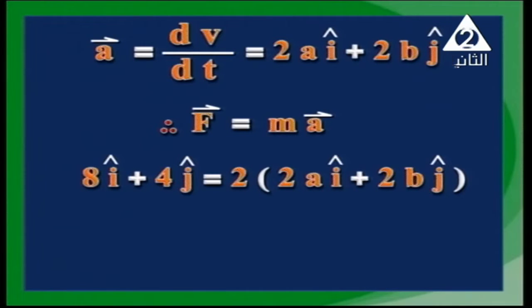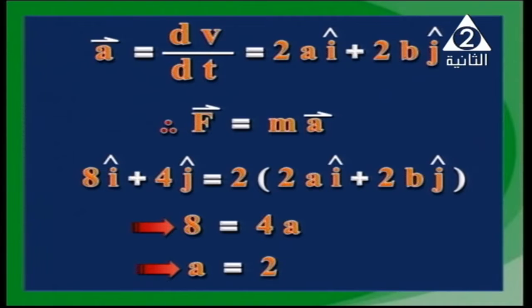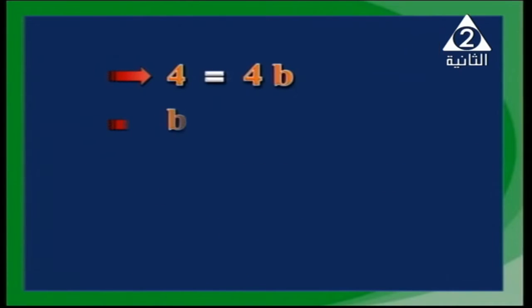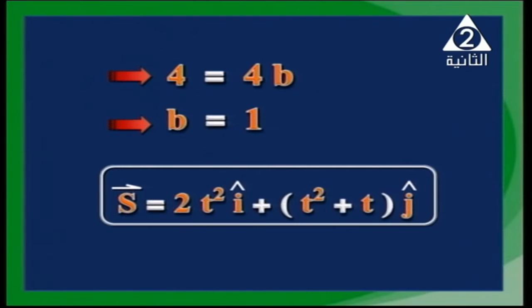Look at the left hand side, the coefficient of i is 8, but on the right hand side the coefficient of i is 4a. Then the value of a equals 2. Also the coefficient of j, left hand side 4, right hand side 4b. Therefore, b equals 1. The value of a equals 2 and the value of b equals 1. This is the first required.